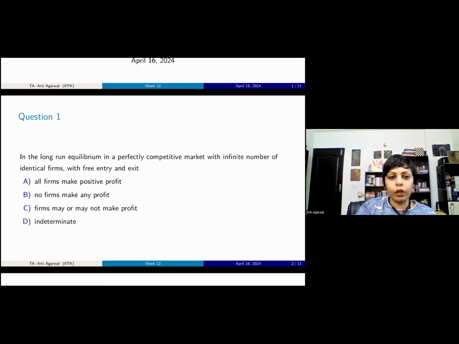But broadly speaking, when you're asked a general subjective question like this, when they say identical, it means they're identical in the product as well as in the costs, input and output, both. And they're characterized by free entry and exit. So with all these conditions satisfied, no firms will make any profit. Is it okay?